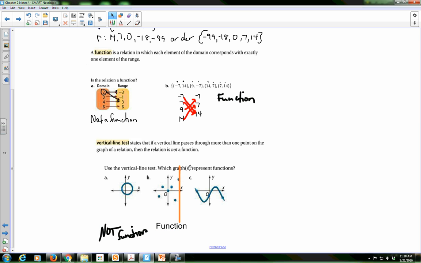And then last but not least, I'm going to take my line and just drag it across. I'm looking for any places where it touches the line twice in the same spot. And I see no. So that is also a function.